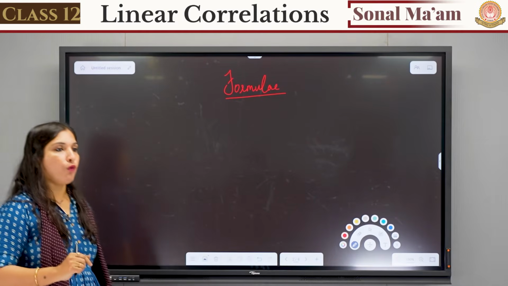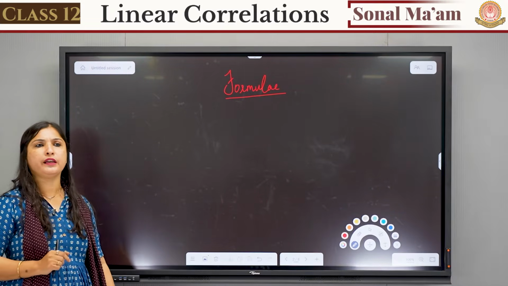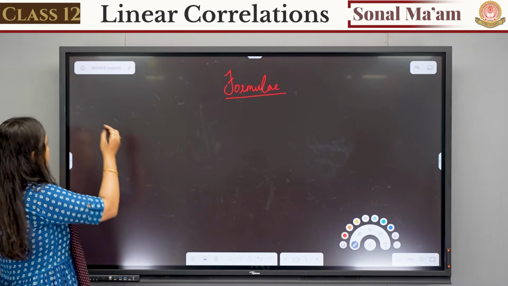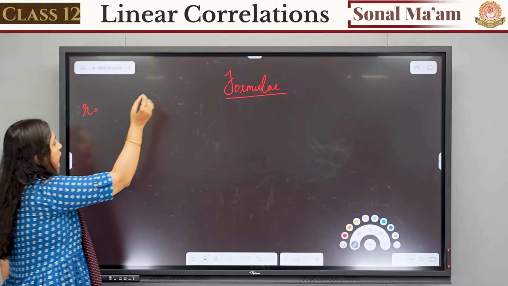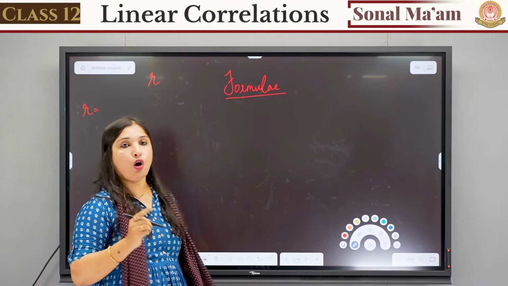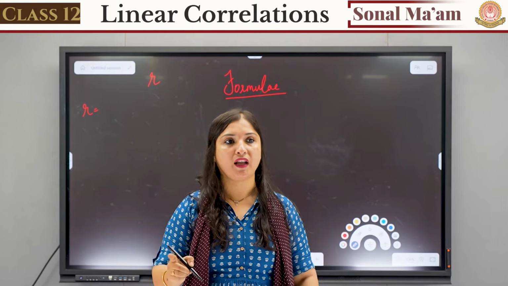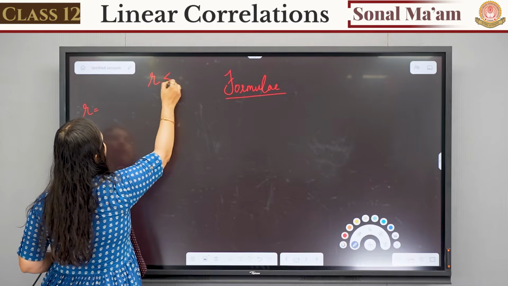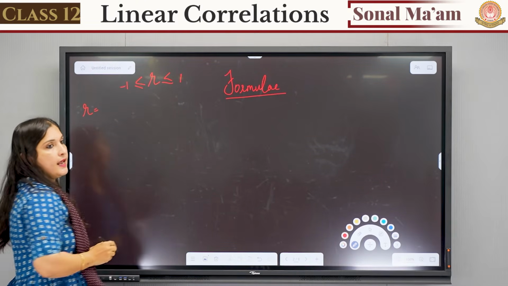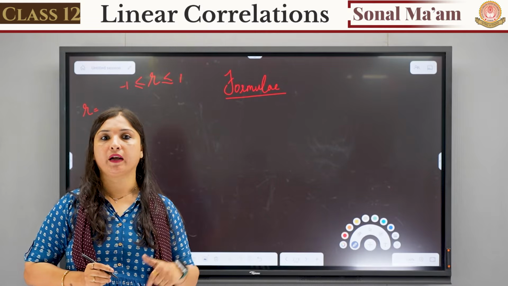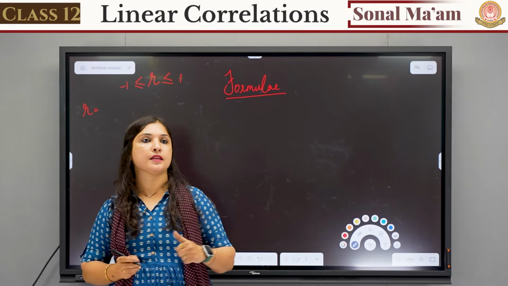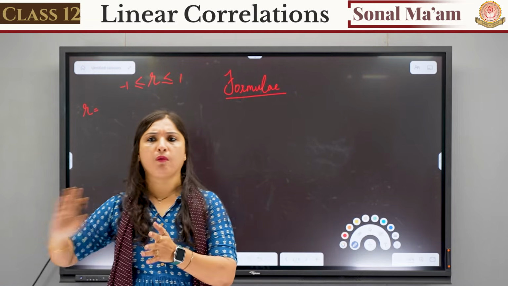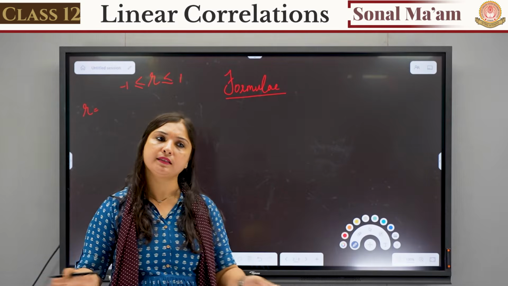Which is the initial formula of finding linear correlation? First of all, linear correlation we denote by small r, and we already know the value of r should not be less than -1 and should not be greater than 1. If I say the final answer I got is 2.89, is it correct? No. You have to understand the value cannot be more than 1. So if it is more than 1, it is incorrect.